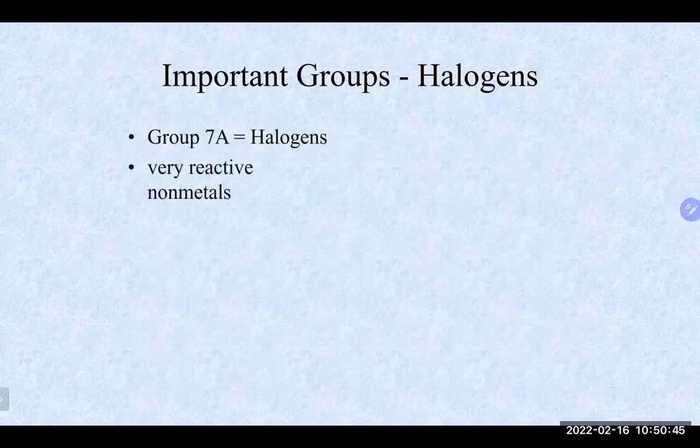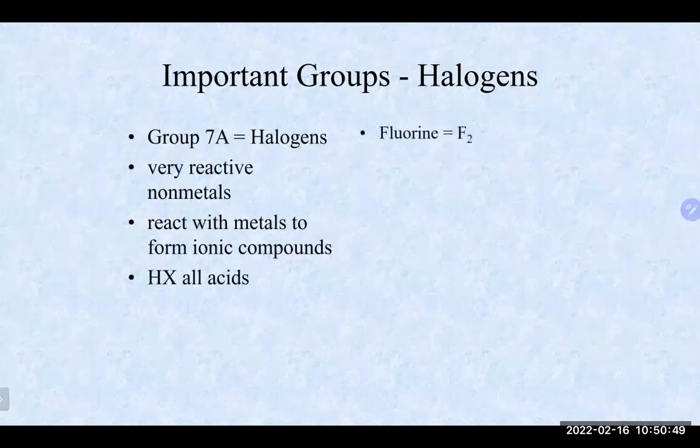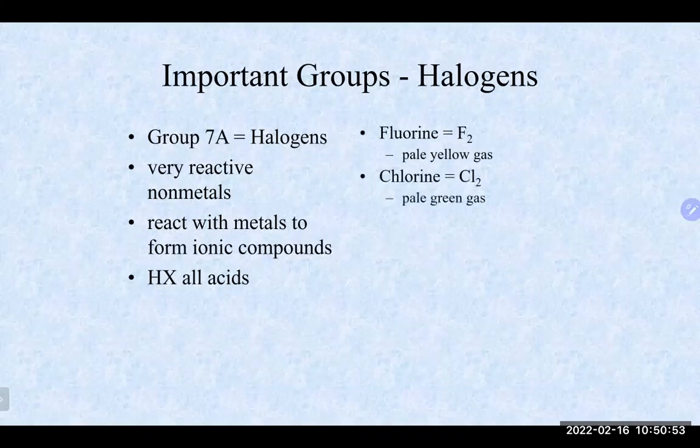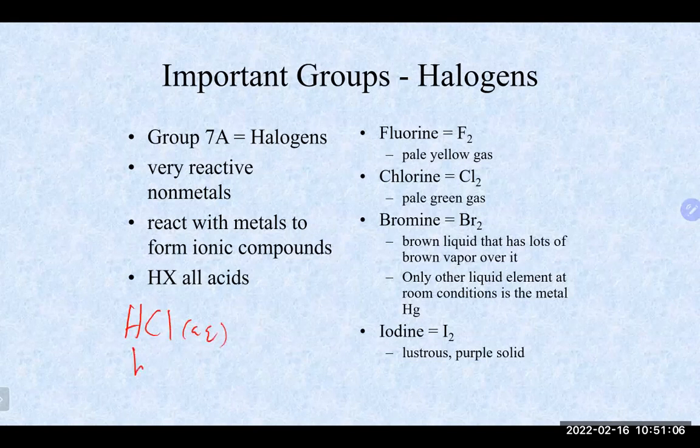So a couple of things about our halogens. They are very reactive nonmetals. They react with metals to form ionic compounds. And they can also be acids, like we've come across a couple of acids before that involve a halogen, like HCl, which is hydrochloric acid.